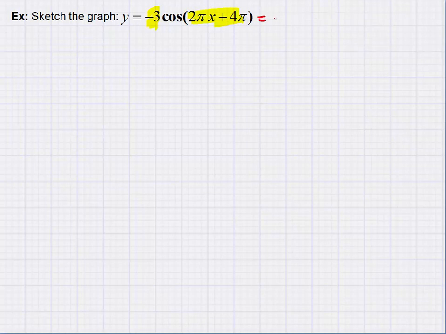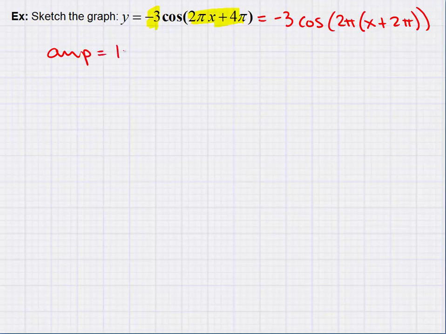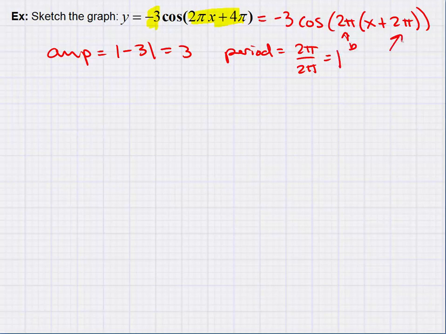So what I'm going to do is rewrite this: -3 cosine of 2π times (x + 2), factoring a 2π out of the inside. And now I see this. My amplitude is going to be the absolute value of -3, which is 3. My period is going to be 2π divided by 2π, because this is my b. That's going to give me 1. And this is going to be my phase shift.